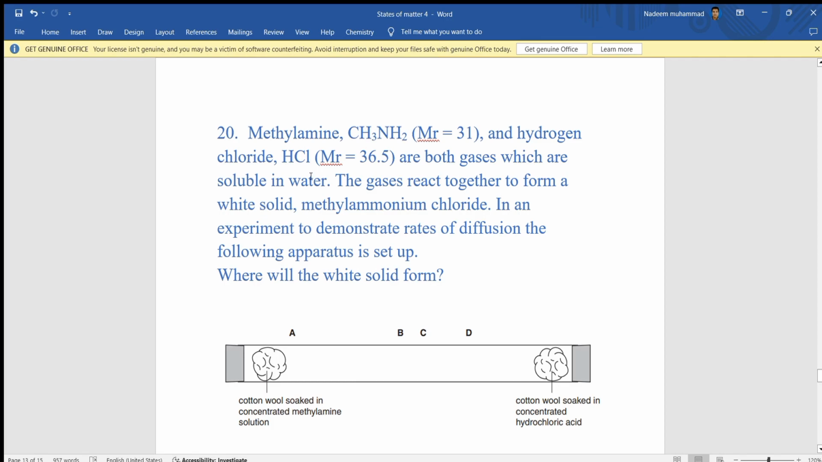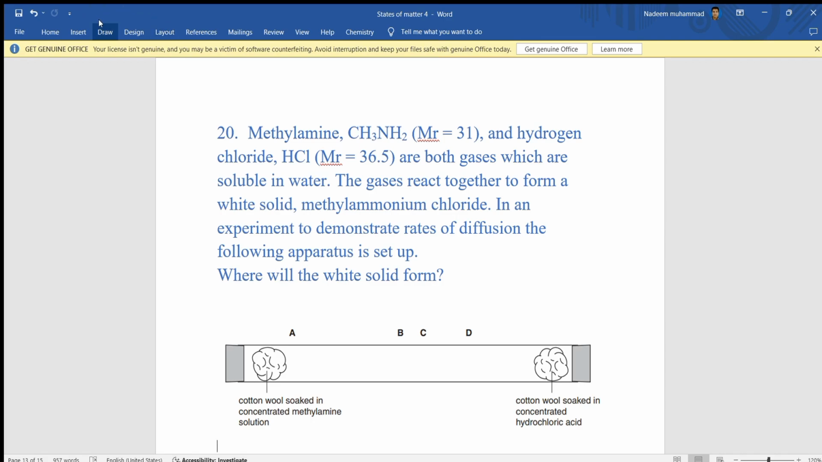Next is methylamine, the molecular mass 31, and hydrogen chloride, HCl, with molecular mass 36.5, are both gases which are soluble in water. The gases react together to form a white solid, methyl ammonium chloride. In an experiment to demonstrate rates of diffusion, the following apparatus is set up. Where will the white solid form?